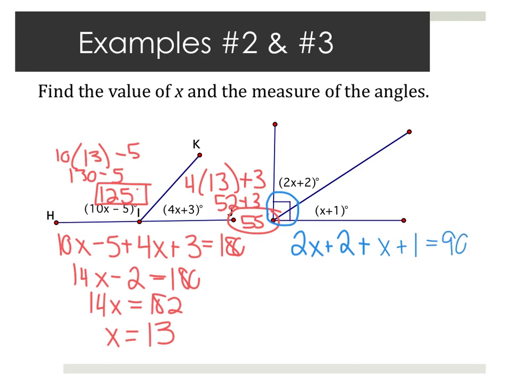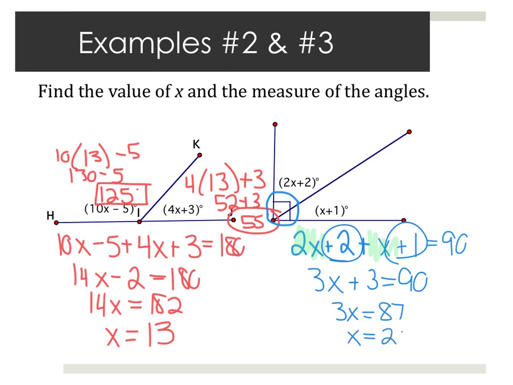Now let's combine like terms on the left side. So we are going to combine 2x and x, giving us 3x. And then 2 and 1 is plus 3. And this equals 90. Subtract 3 from both sides and divide by 3 gives us a value of 29 for x.